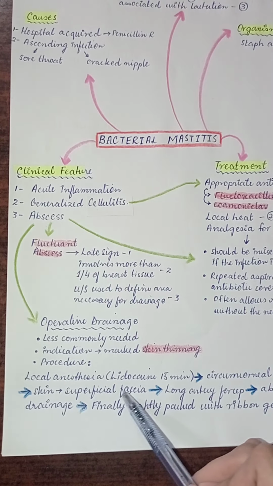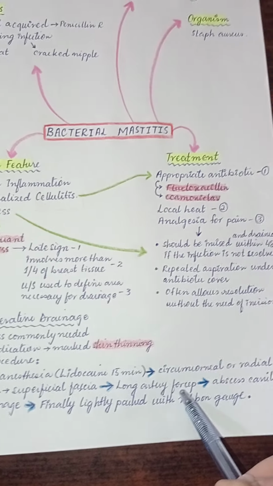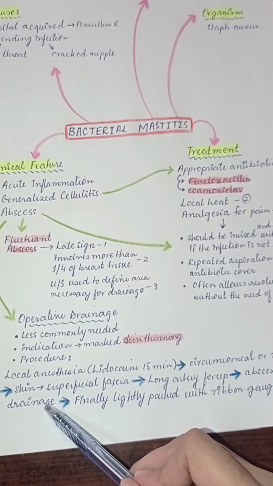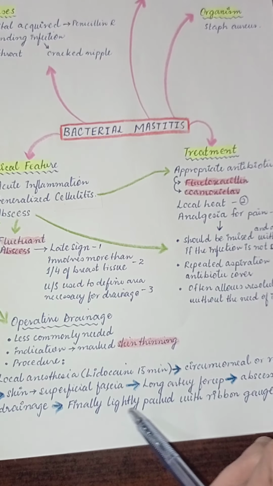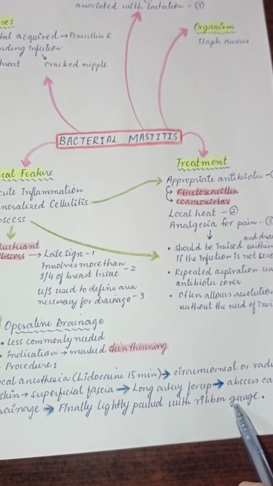Skin, then superficial fascia, and we will introduce long artery forceps. The abscess cavity is seen. We will drain and clear the area, and lastly, we lightly pack the area with ribbon gauze and done.